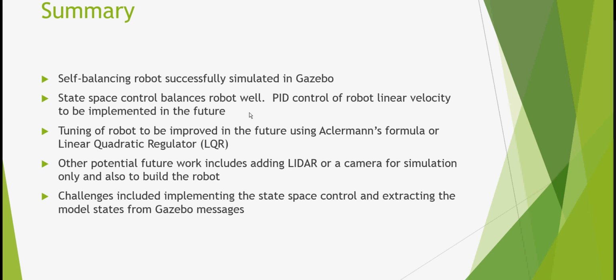Summary of the project. The self-balancing robot was successfully simulated in Gazebo. State space control balances the robot well. PI control of robot linear velocity is to be implemented in the future, and hopefully differential velocity as well. Tuning of the robot could be improved using Ackermann's formula or LQR. Other potential future work includes adding LiDAR or a camera for simulation only, maybe developing some cost maps, and also physically building the robot.